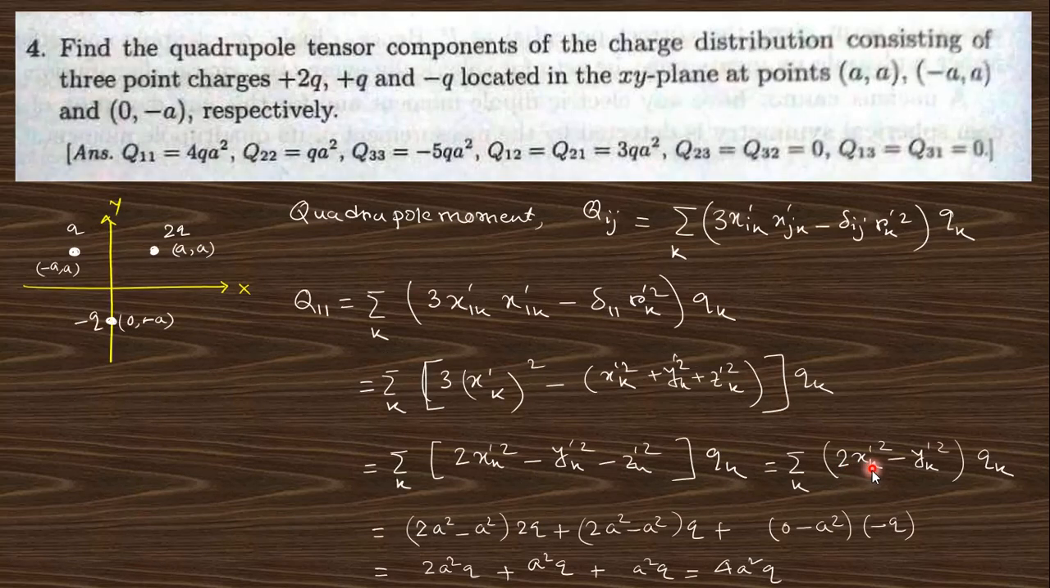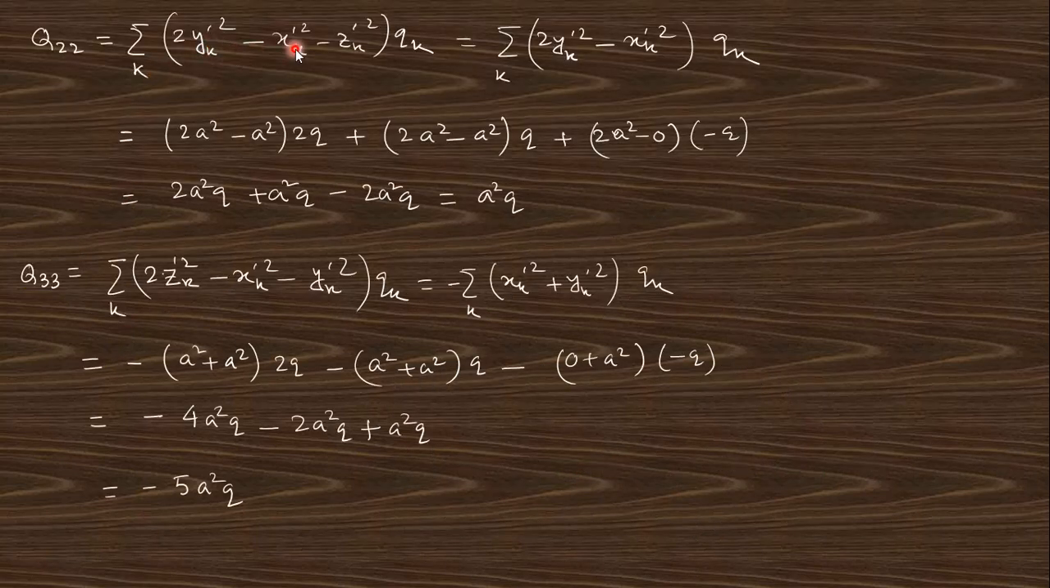Okay. Similarly for Q22 you will get it in this similar fashion. This is 2x square minus y square minus z square, so this will be 2y square minus x square minus z square. Z is 0, you will get this expression, and putting the values of x and y for these 3 charges, you will get this equation. In case of 33 you will get 2z square minus x square minus y square, z is 0, so this is the expression, and putting the values of x, y and q, you will get this expression. Clear?